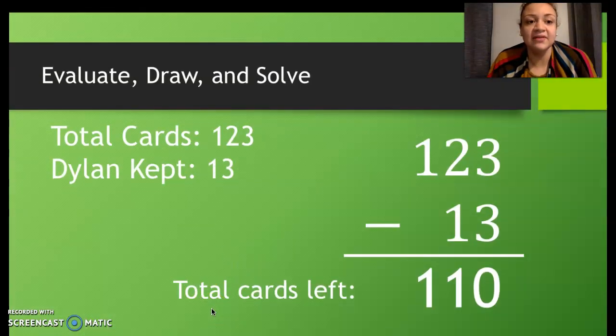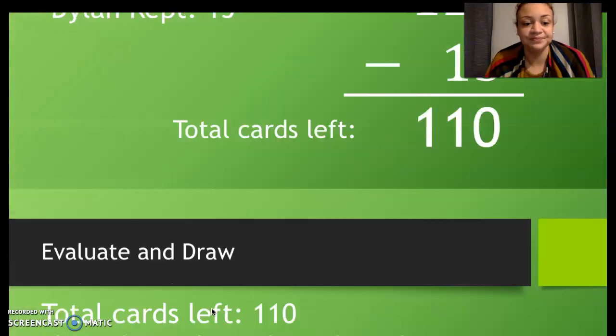So let's evaluate, draw, and solve. That's the fourth and fifth step of CUBES. So we know the card total is 123. Dylan kept 13 of these. So if he kept, that means he took away. And our key word for taking away or kept is subtraction. So we do 123 minus 13 and we get 110. That's how many cards are left.